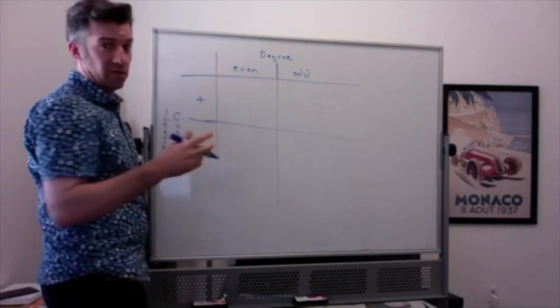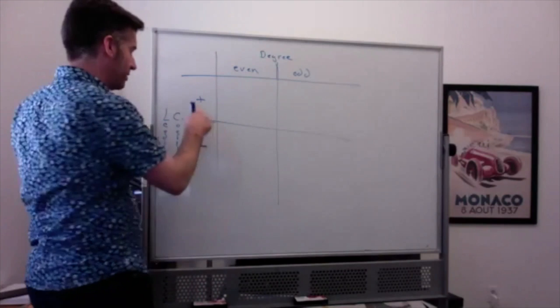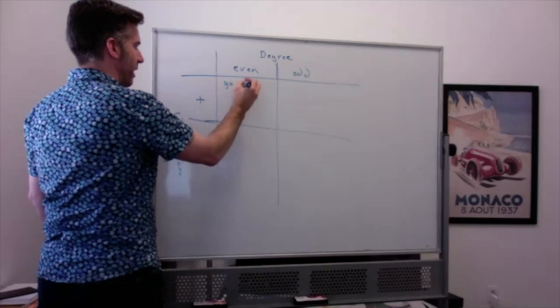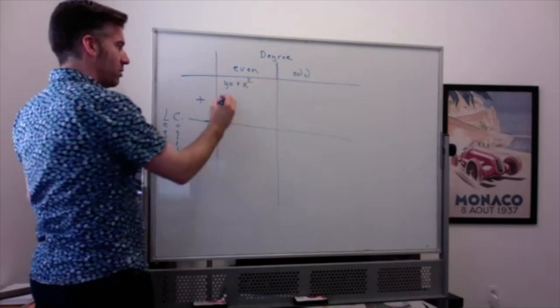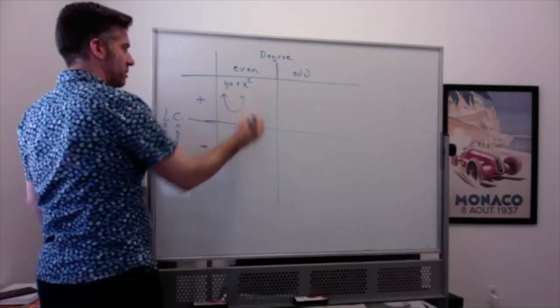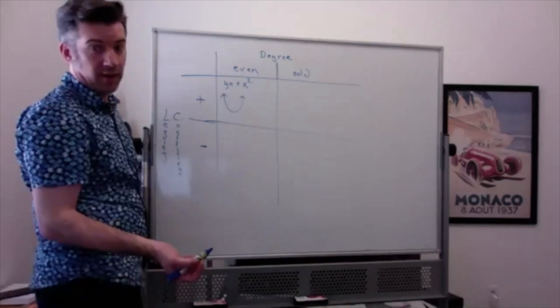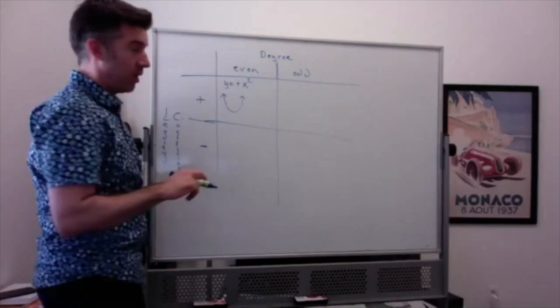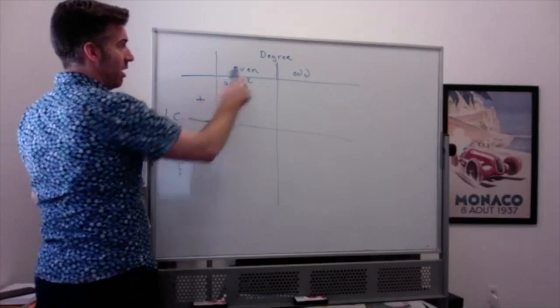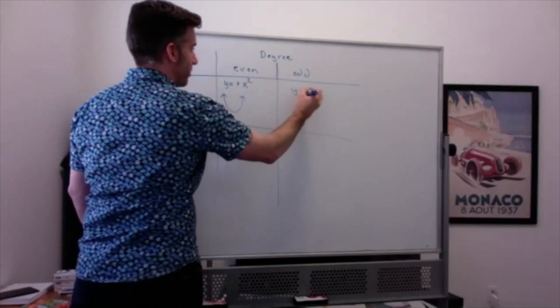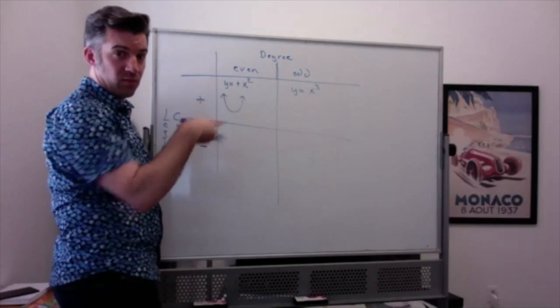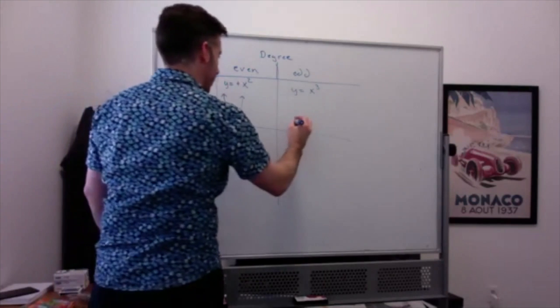So if it's an even degree, like 2 or 4 or 6 or 8, and a positive leading coefficient, I like to think of something like y equal to positive x squared, which has a graph that looks like this. So what I think about is it's up on the left and it's up on the right. Whereas if it's a positive leading coefficient and an odd degree, like y equal to x cubed, then it's up on the right and down on the left. It looks like this.